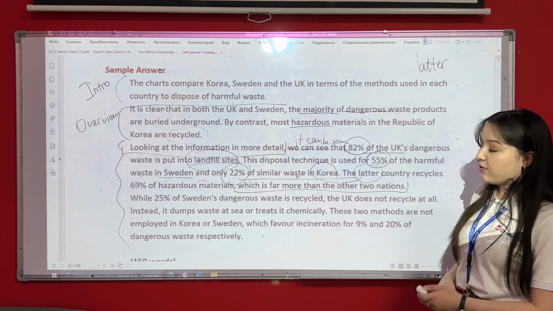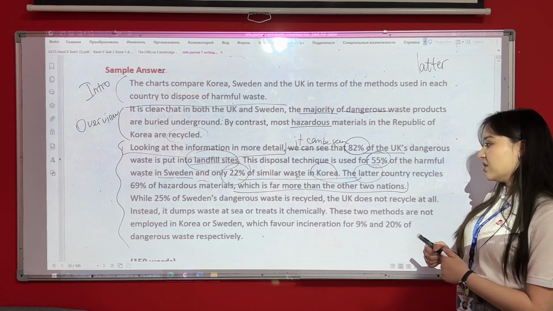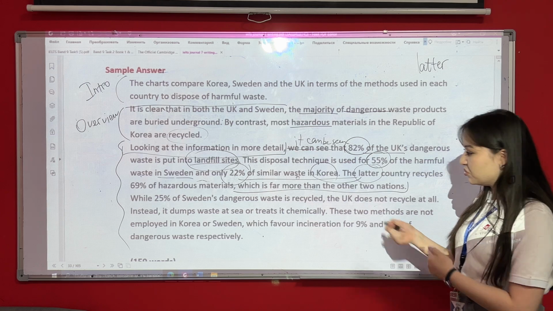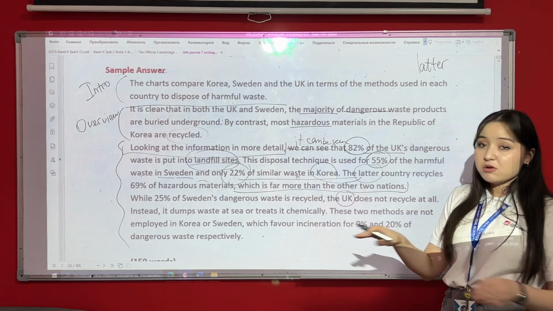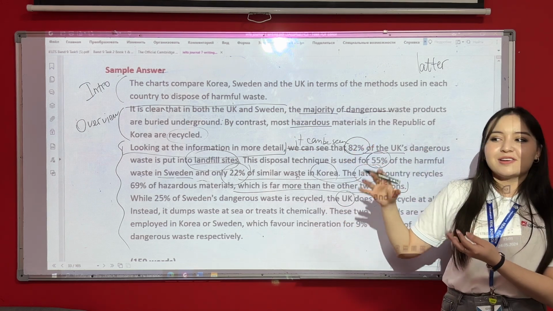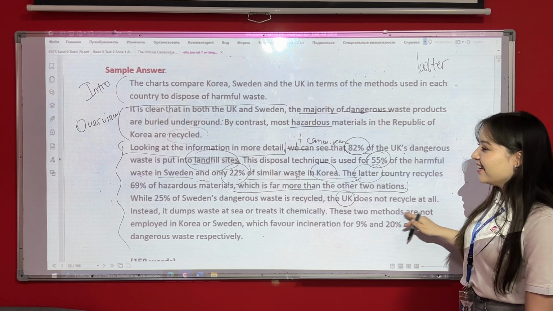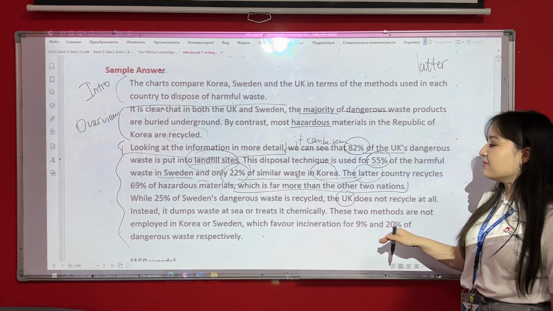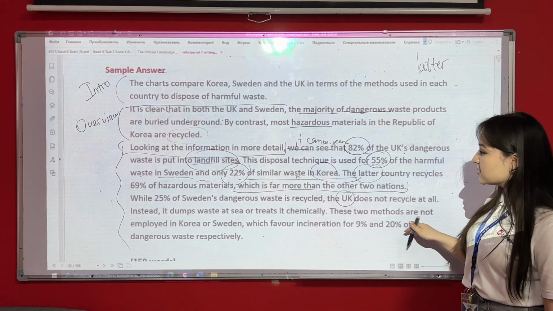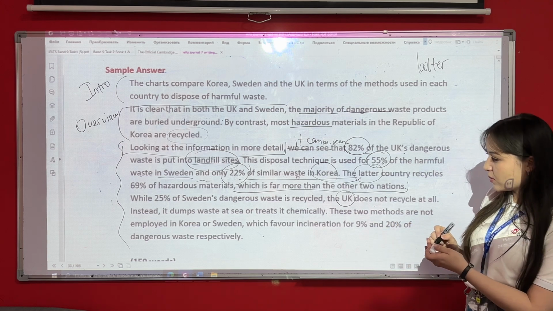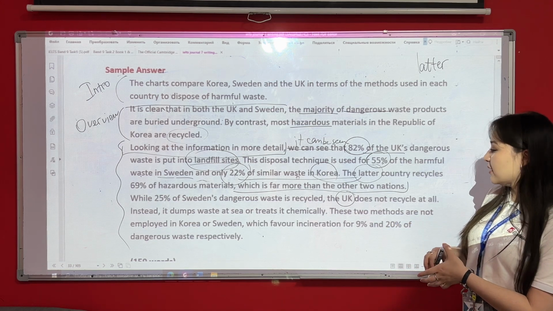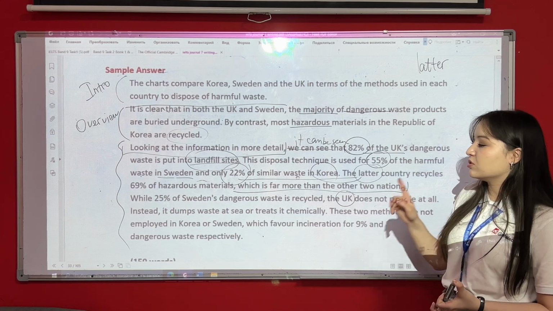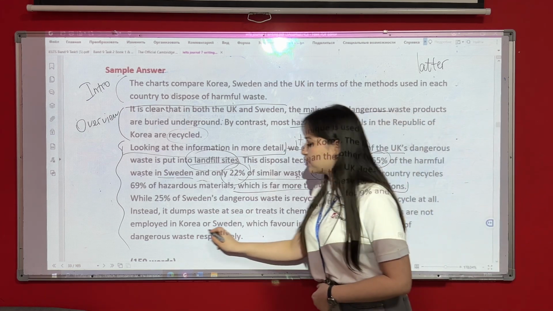Okay, while 25% of Sweden's dangerous waste is recycled, the UK does not recycle at all. So you can see that there is no recycling option in UK, right? Instead, it dumps waste at the sea or treats it chemically. These two methods are not employed in Korea or Sweden, which favor incineration for 9% and 20% of dangerous waste respectively. What does it mean respectively?